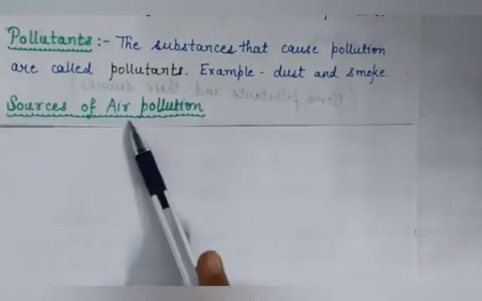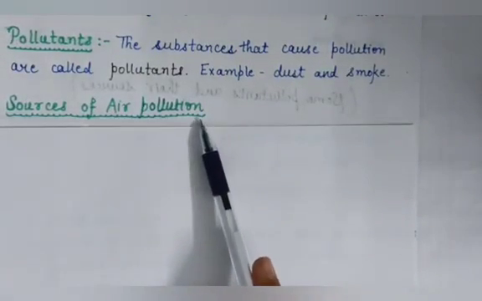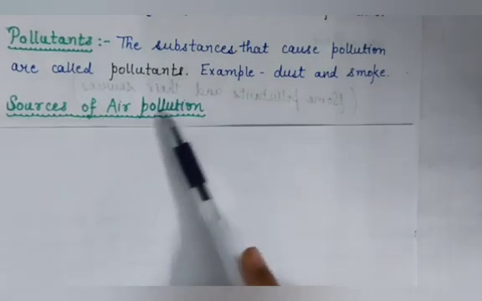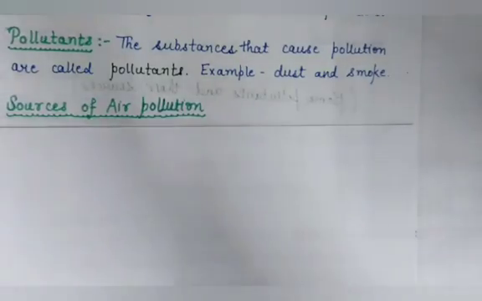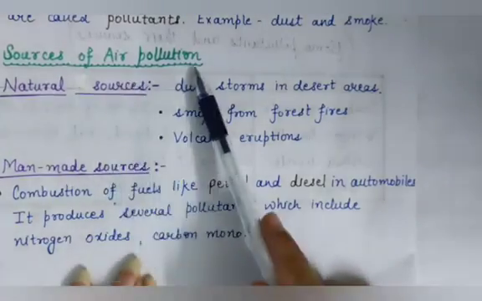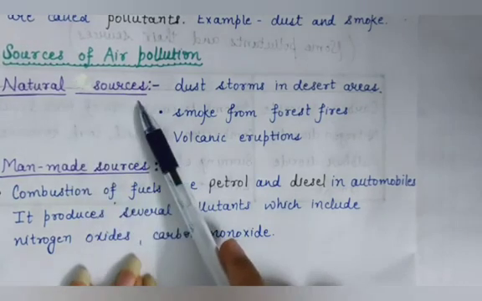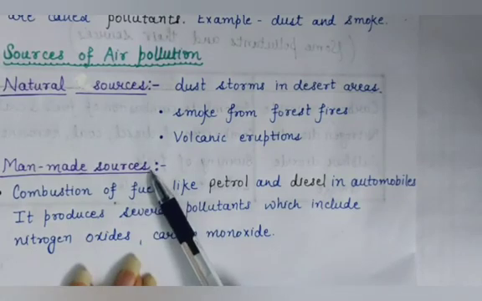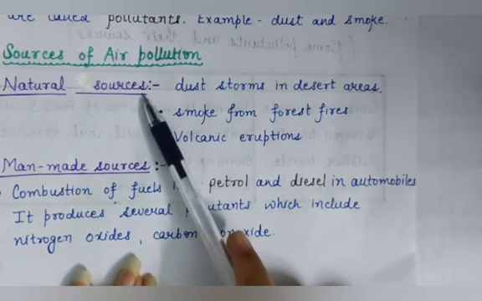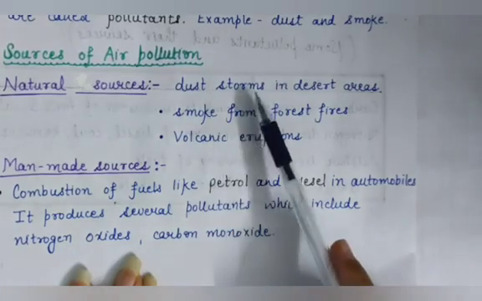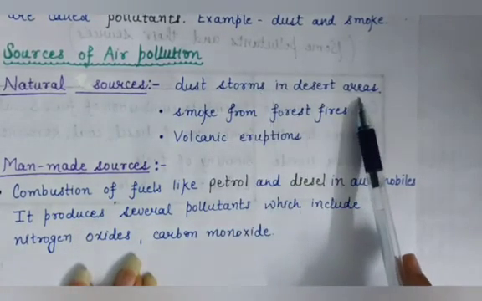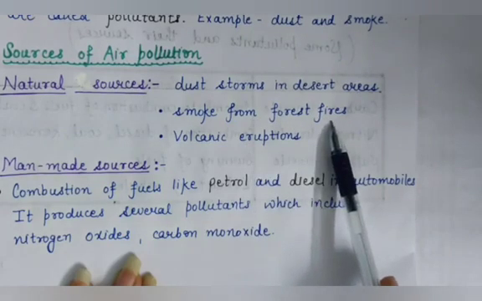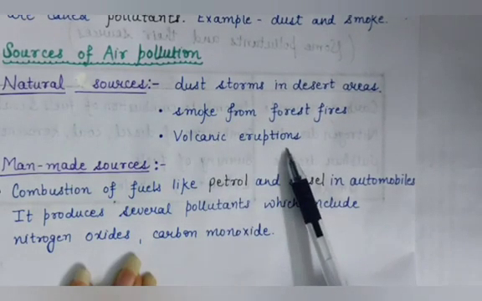Now, what are the sources of air pollution? Means now we will study that what are the sources of air pollution. So there are two sources of air pollution. First is natural source and man-made sources. Natural sources of air pollution include dust storms in desert areas and smoke from forest fires and volcanic eruptions.